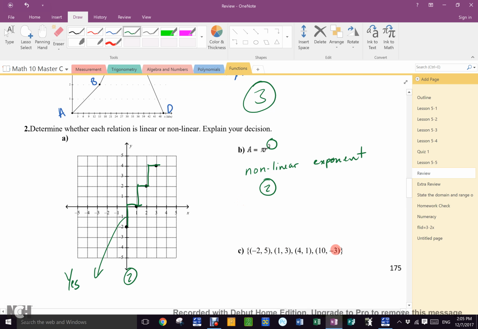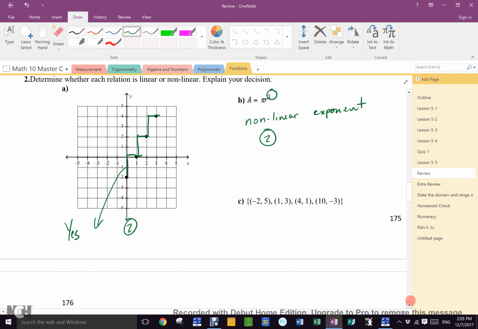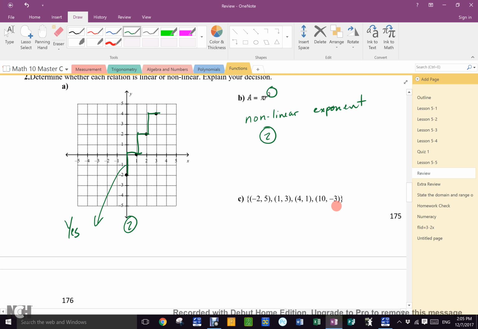And this one, linear or nonlinear? How could you check? It's not graphed. So what would you do? See how much goes up or down each time. Yeah, you'd make your table, right? So what are the x's? -2, 1, 4, 10, right? What are the y's? 5, 3, 1, -3. So let's check. That went up by 3, right? -2 to 1 is 3, correct? What's that? Down by 2.